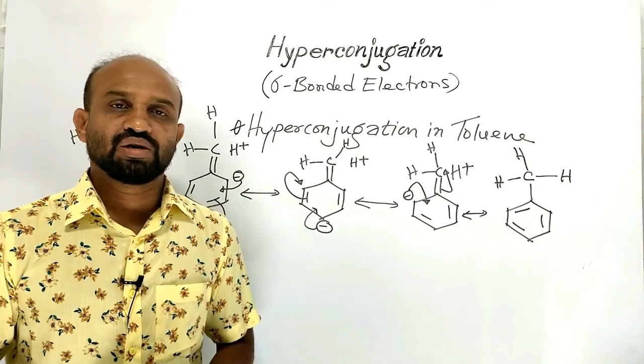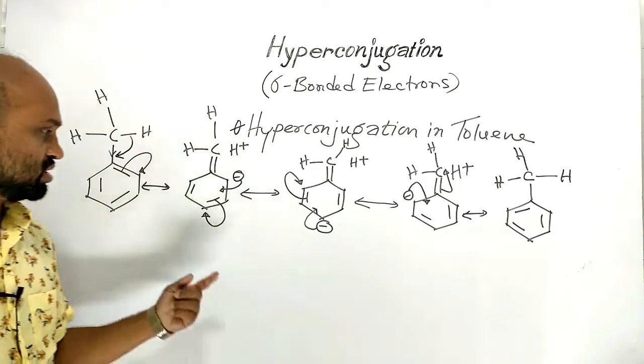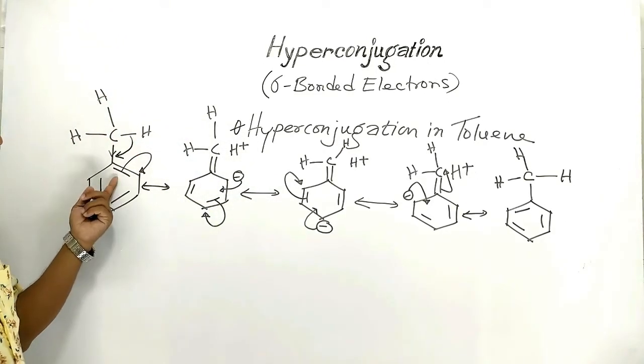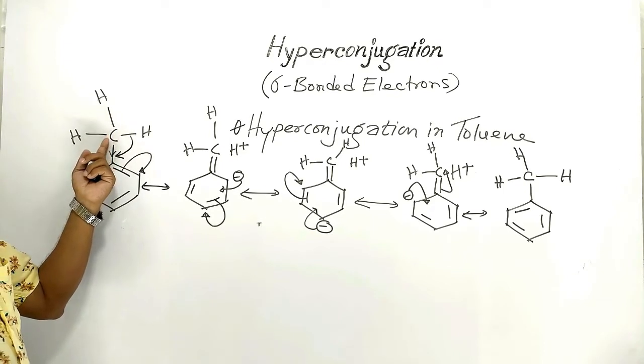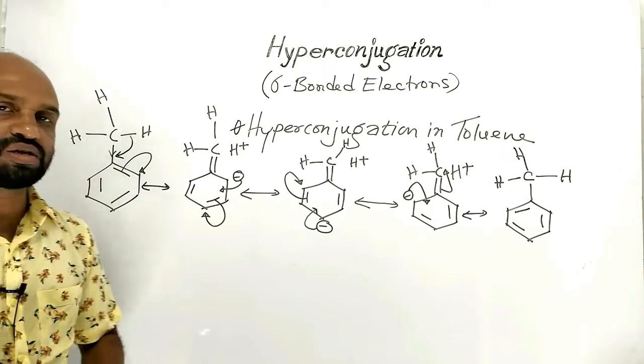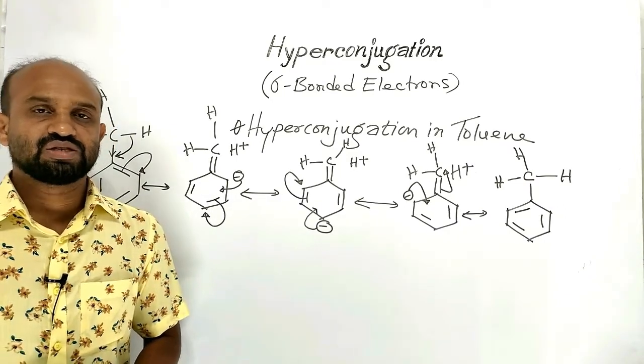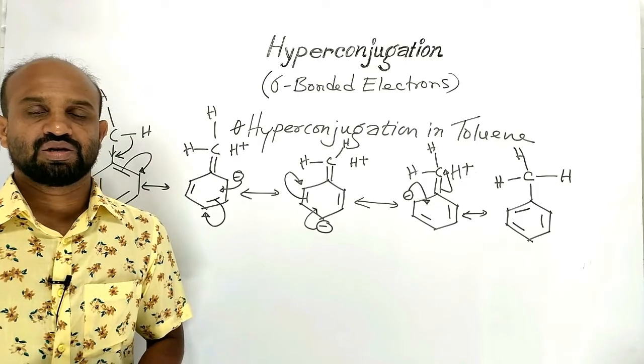In toluene, hyperconjugation occurs because of the phenyl group. Phenyl group is an electron withdrawing group. That is why this carbon-hydrogen sigma bond participates in resonance structure formation. So this is hyperconjugation in toluene.